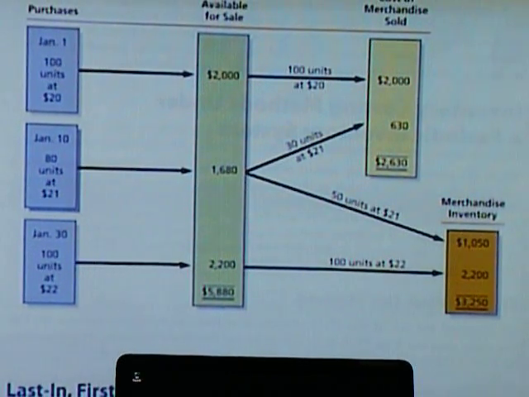Okay, we're going to talk about FIFO and LIFO under the periodic system. And if you'll turn over to page 320, you can kind of follow along with me. Pages 319 and 320 talk about the periodic system.